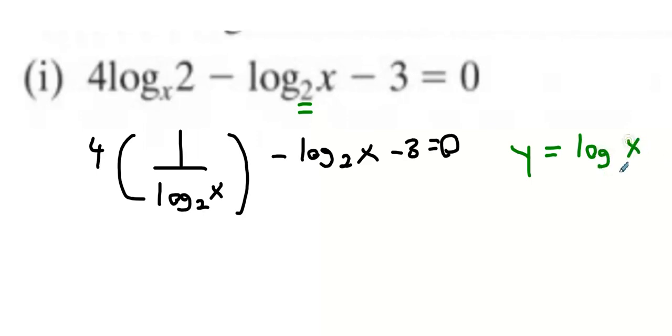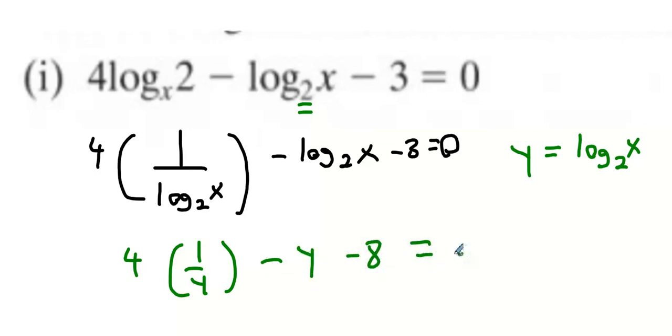Y equals log x base 2. We cool? So this now becomes 4 times 1 over y minus y minus 3 equal to 0. We cool with that? Oh, minus 3. My 3 looked like an 8, sorry. 3, thank you. Now, guys, what do we need to do here?